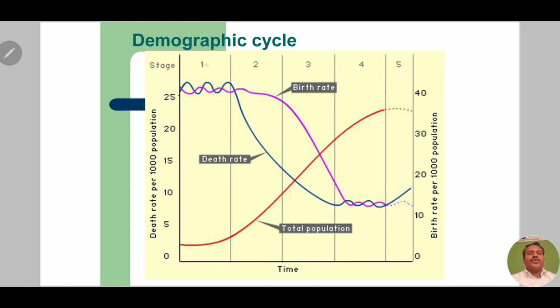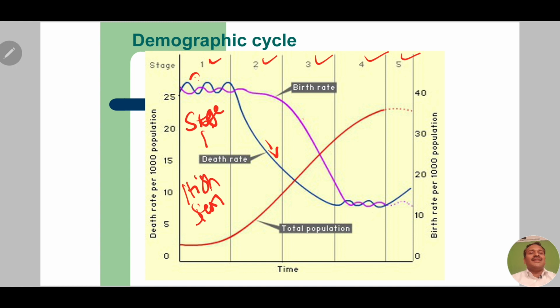It is composed of 5 stages: stage 1, stage 2, stage 3, stage 4 and stage 5. If you see, the pink line represents the birth rate. The blue line represents the death rate. So at the early part of the century, there was a high birth rate, high death rate. So this is stage 1. Stage 1 is otherwise called high stationary because it is high and stationary.